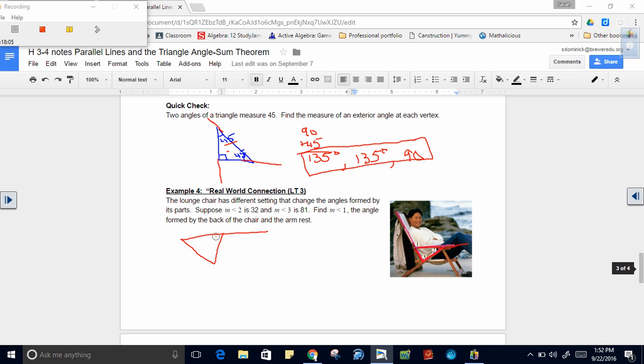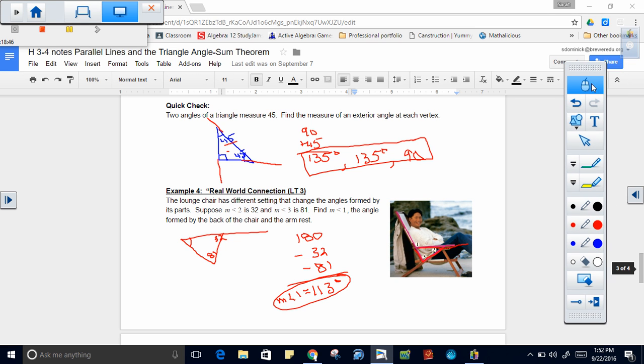Measure of angle 2 is 32, so this is 32. And the measure of angle 3 is 81. Find the measure of angle 1, the angle formed by the back of the chair and the armrest. So here, it's in a triangle, so I have 180, and I'm going to subtract 32, I'm going to subtract 81. If I do that, I'll get 113 degrees. So the measure of angle 1 is 113 degrees. That was very crooked, I'm sorry.